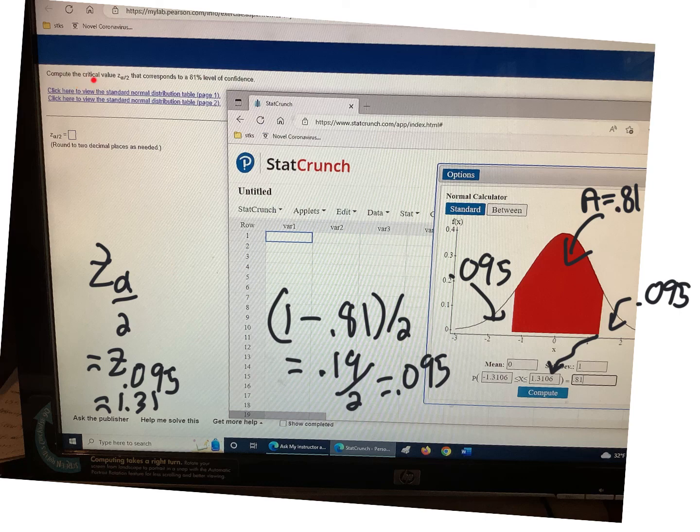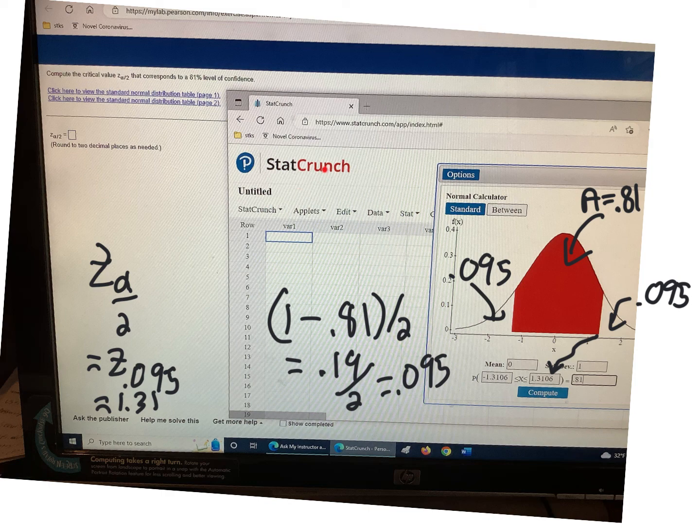You want to compute the critical value z sub alpha over 2 that corresponds to an 81% level of confidence. And so we want z sub alpha over 2. I'll explain that part here in a minute. But so for an 81% confidence interval, I'm just going to use the normal calculator.